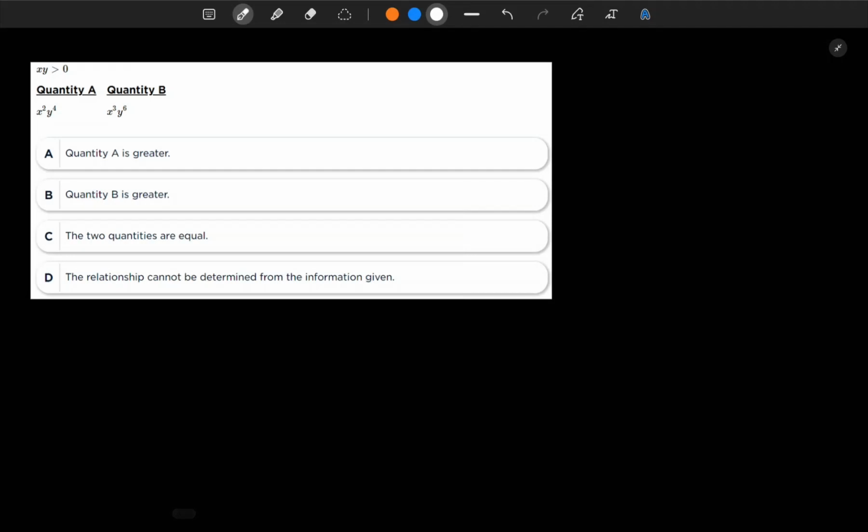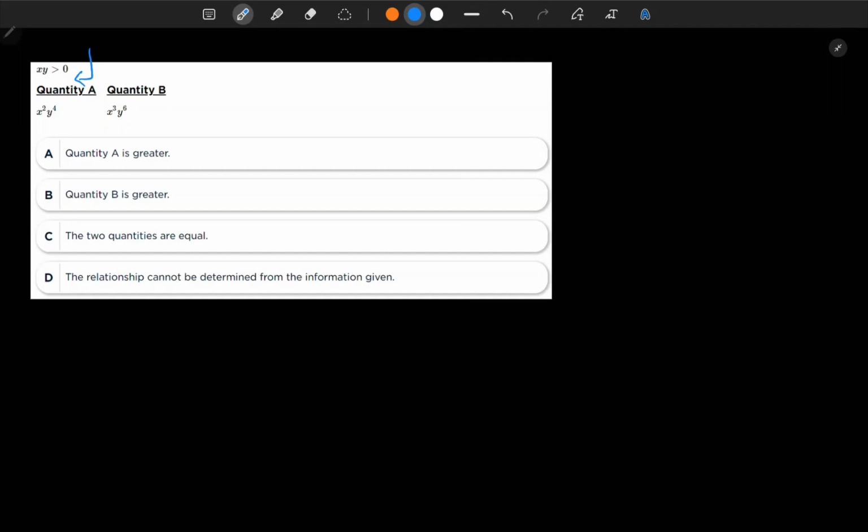consider the following. Let x and y be numbers such that their product is greater than 0. That is, x times y is greater than 0, as given here. Then, we wish to compare two quantities, quantity A and quantity B. We wish to say whether one is greater than the other, if the two are equal, or if the relationship cannot be determined from the information given.